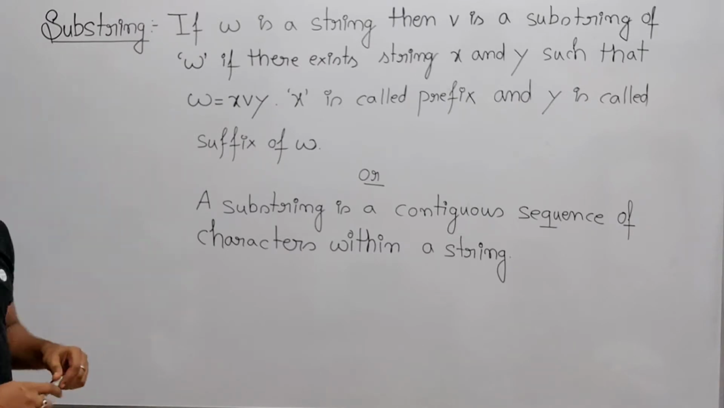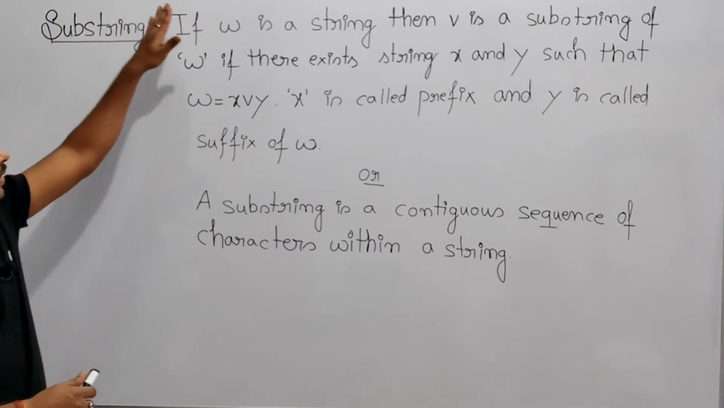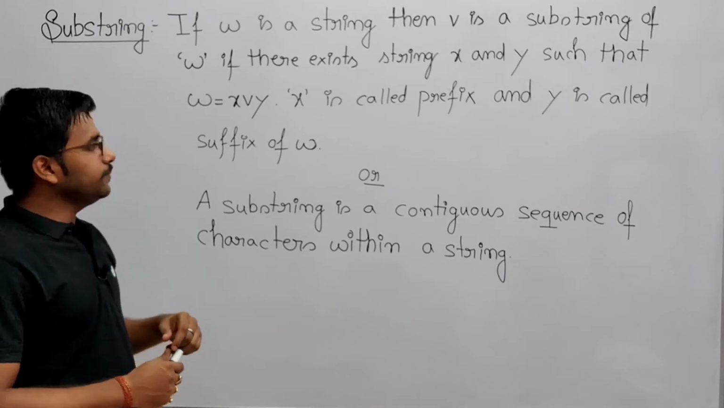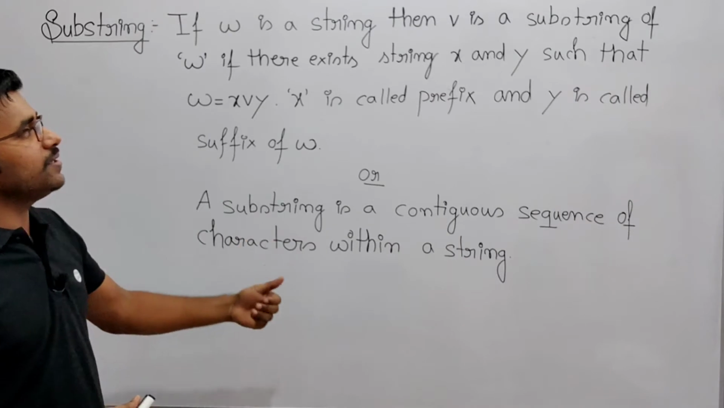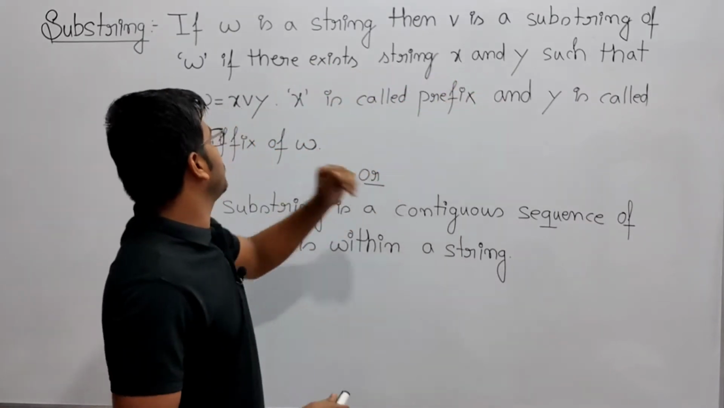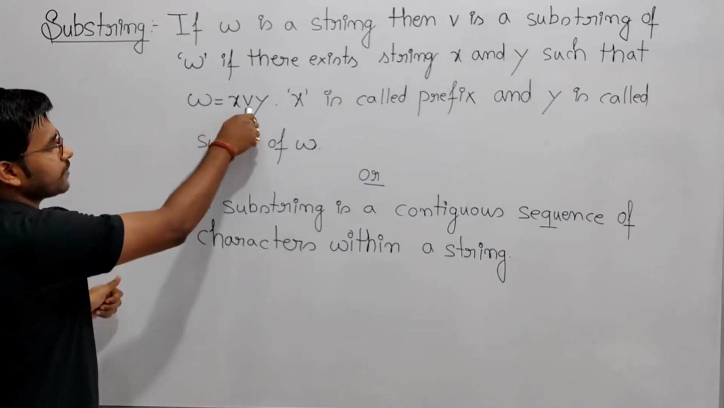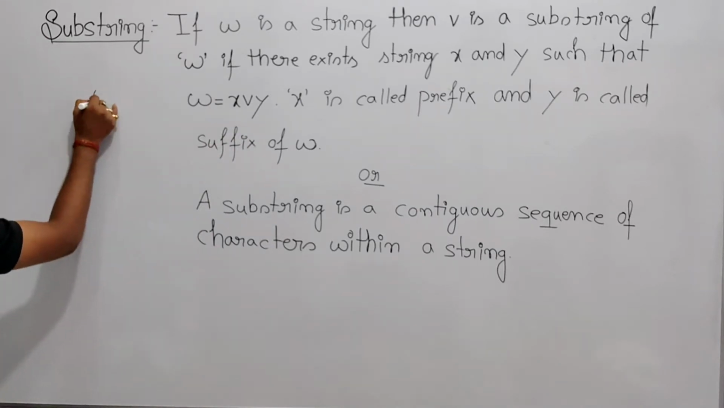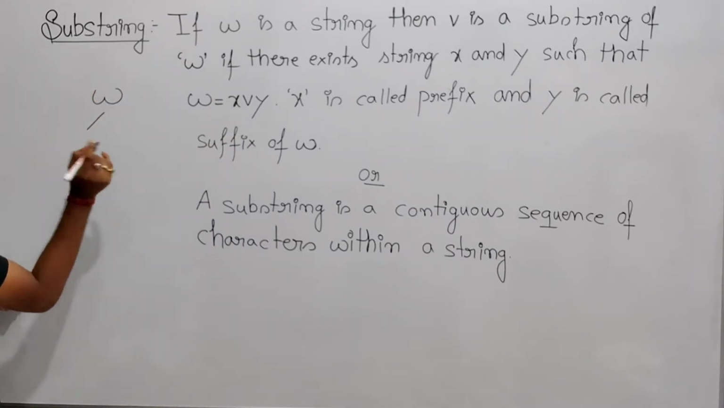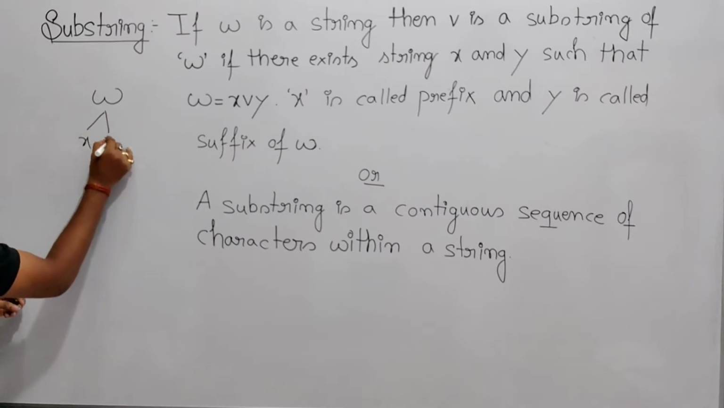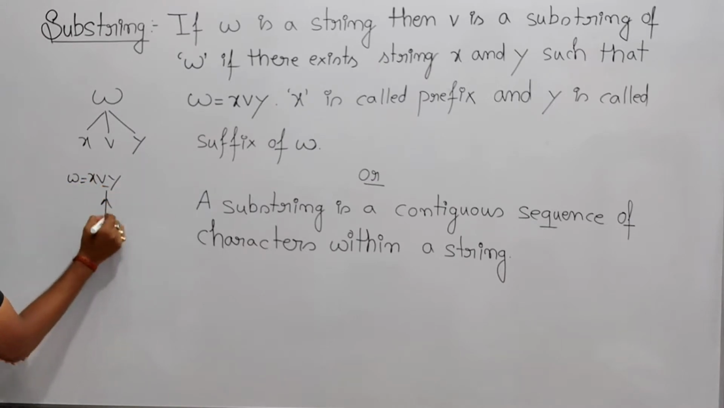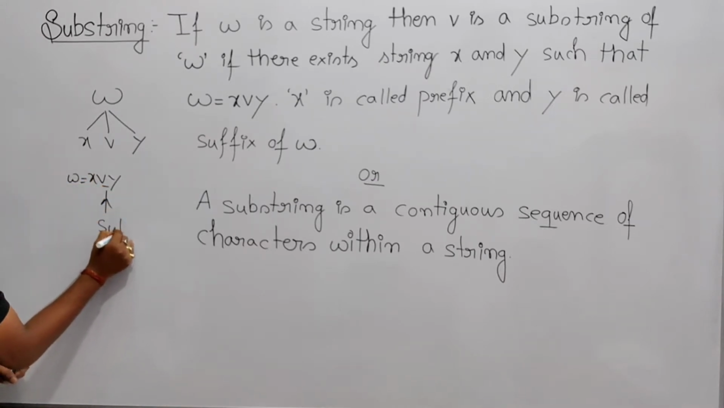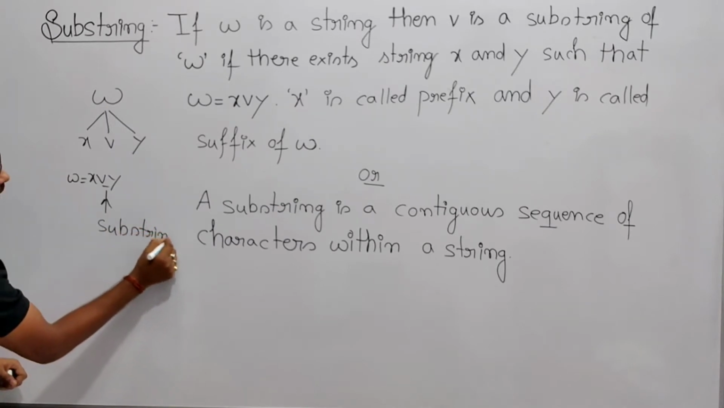Now see, substring. What is substring? See, these two are the exact definitions I have written. If W is a string, then V is a substring of W if there exist strings X and Y such that W equals XVY. Means if W is a string, and if you are able to break W into three parts, X, V, Y, and if you concatenate these three, X, V, Y, then V is going to be your substring.